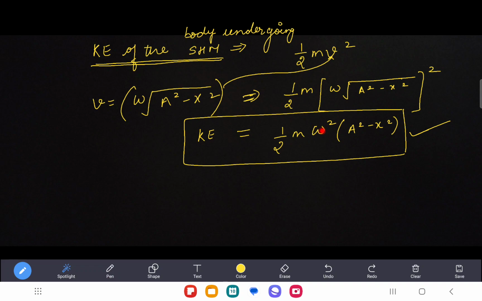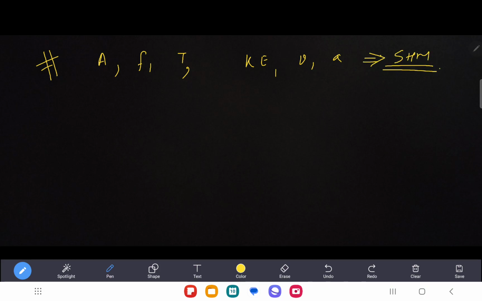Now, next concept that we have to understand is this part. Just see. Next part is this. Now, understand. So, we did amplitude, we did frequency, we did time period, we did kinetic energy, we did velocity, we did acceleration, all the parameters related to SHM. And let's suppose we have this particular bob, and when we have this particular bob, this is going to undergo motion like this.